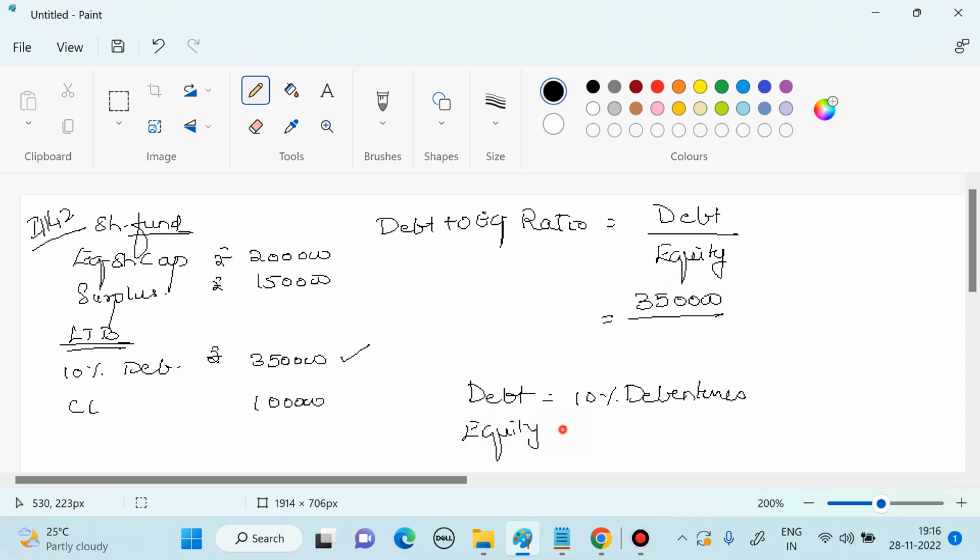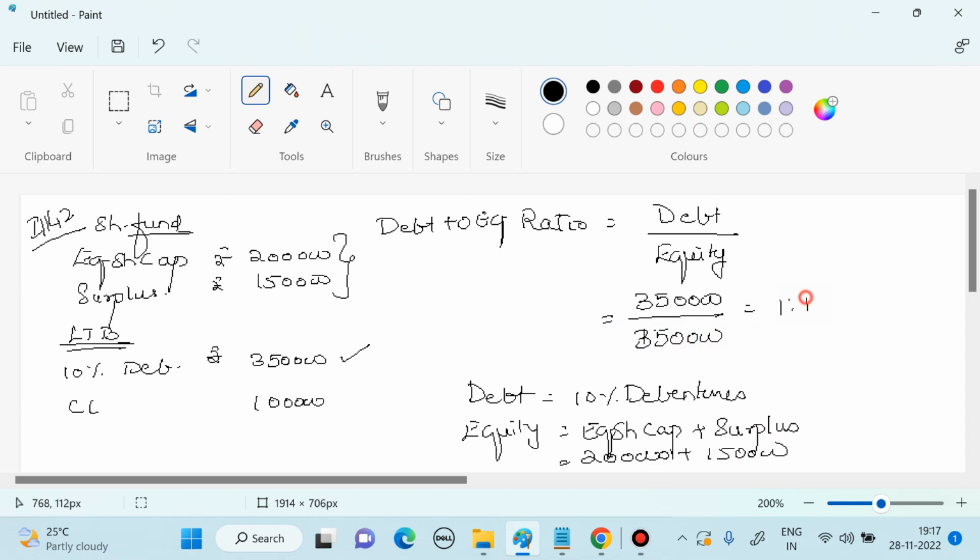Whatever is owed to the shareholders belongs to the shareholders. Here if you see, we have shareholders' fund comprising equity share capital and surplus. So those two together would form the equity. That would be 2 lakh plus 1,50,000, so 3,50,000. So it came to 1:1. Clear?